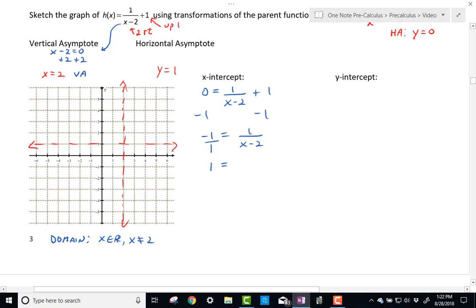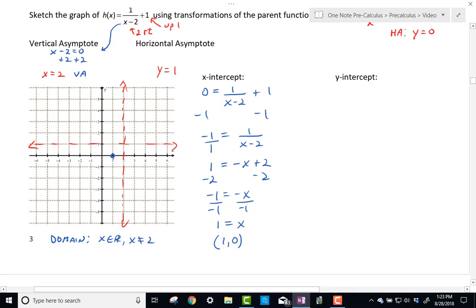Negative 1 times x minus 2 is going to be negative x. Negative 1 times x is negative x. Negative 1 times negative 2 is positive 2. And now all I got to do is finish solving. So I'll subtract 2 on both sides. I get negative 1 equals negative x. I divide out the negative 1 from the x here. Negative 1 divided by negative 1 is 1. So I have an x-intercept at x equals 1, or (1, 0). There's a point on my graph that I can now use to graph this.